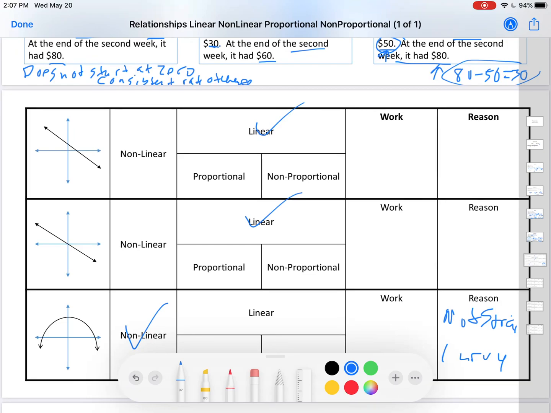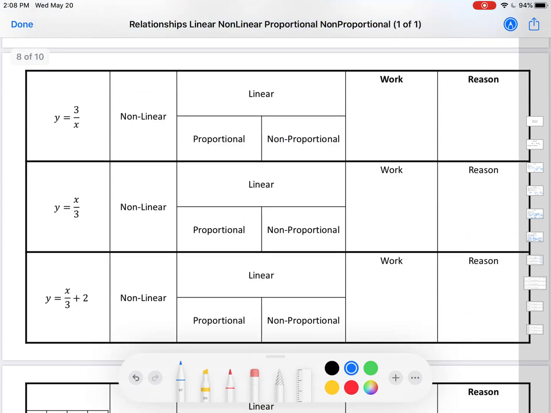And that's fine. Now, here are these two linear ones. The one that goes through 0, 0 is proportional. So it's proportional. There's no work needed to show. It is straight. And it goes through 0, 0. That's your reasoning. This one does not go through 0, 0. Therefore, it's non-proportional. No work needed to show. It is straight. And it does not go through 0, 0. That's your reasoning. That's how you take care of graphs.